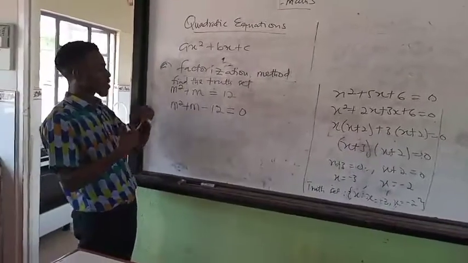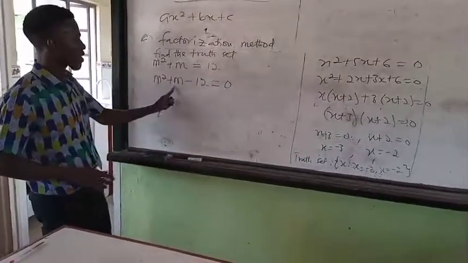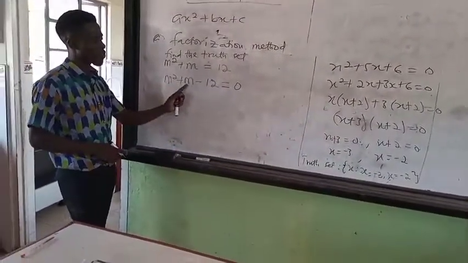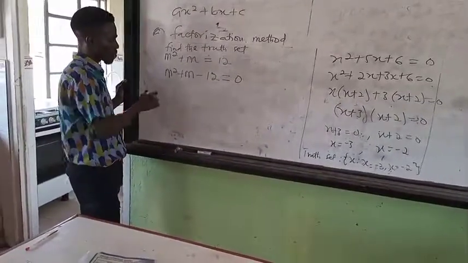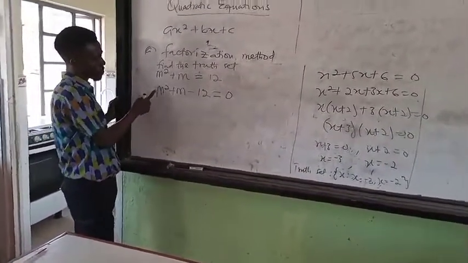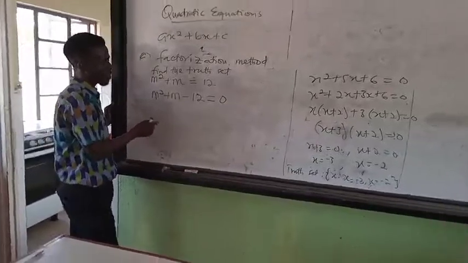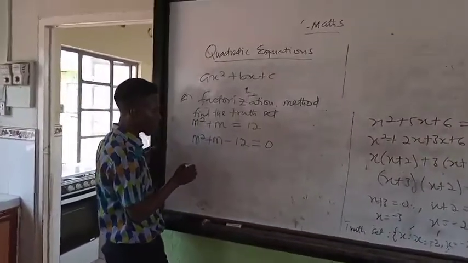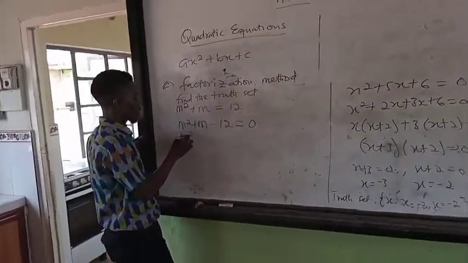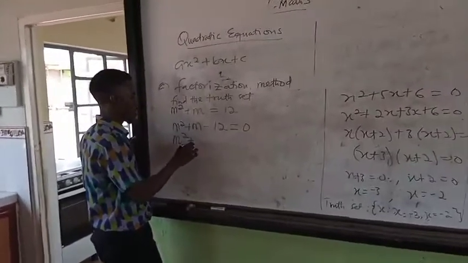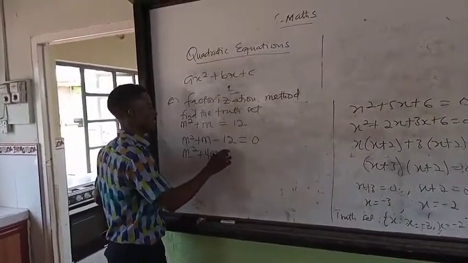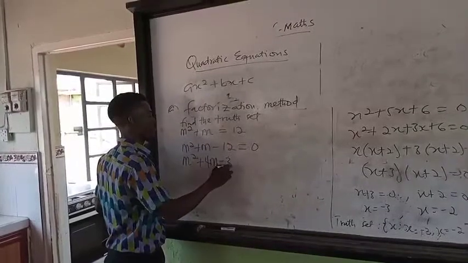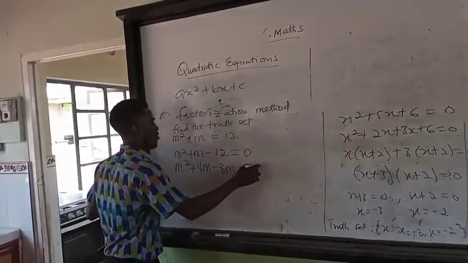That when you multiply, you get negative 12. When you subtract, you get 1. That's m. The coefficient of m is 1. For the product of AC, the coefficient here is 1, 1 times 12 is negative 12. So you have m squared plus 4m minus 3m minus 12 is equal to 0.